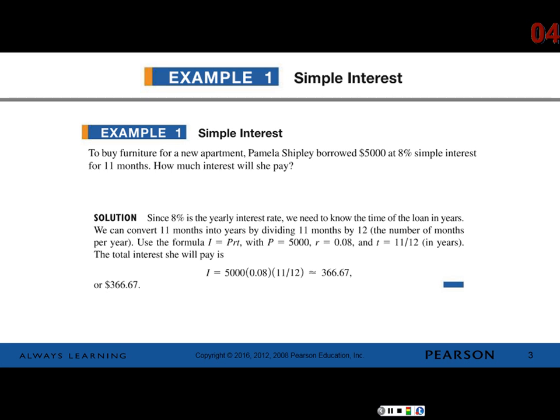Credit unions actually do still use simple interest rates. Banks do not. A bank uses something called an amortization interest rate that we'll get into later. But you actually can still get simple interest rates at a lot of different credit unions.